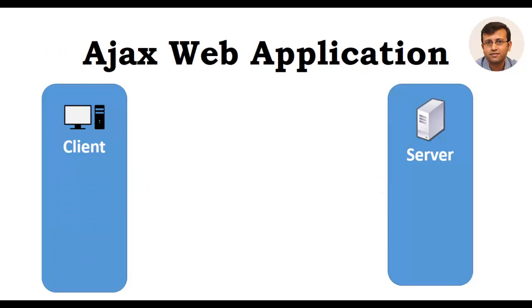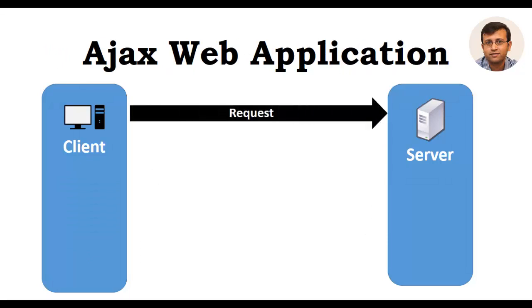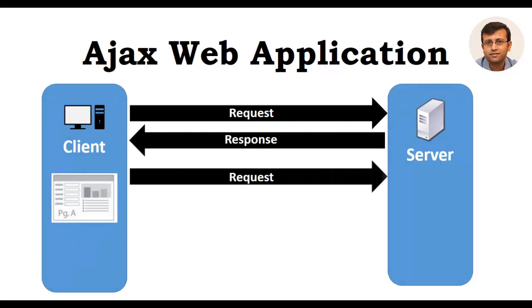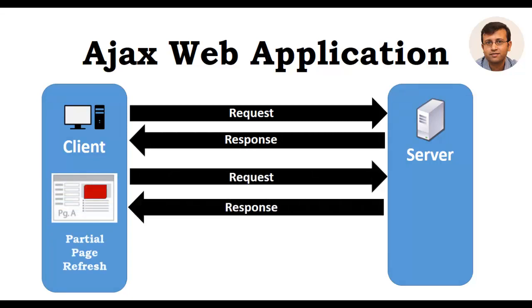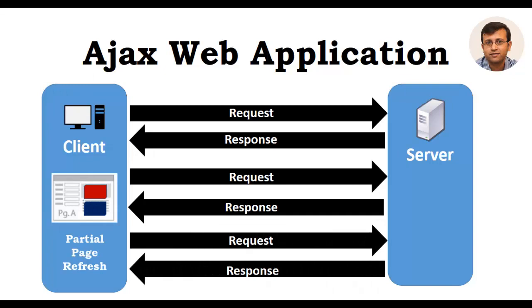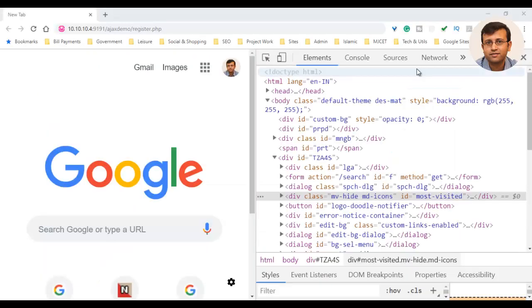We will take the same scenario of a client and a web server communication. The client sends a request, and the web server replies back with a response. For the first response, the full web page is loaded. The client again sends a request, the server responds back, and only a partial web page is refreshed. The client may again send a request, and once the server responds back, again only a partial web page is refreshed. This saves the amount of data that is transmitted between client and server, as well as saves time.